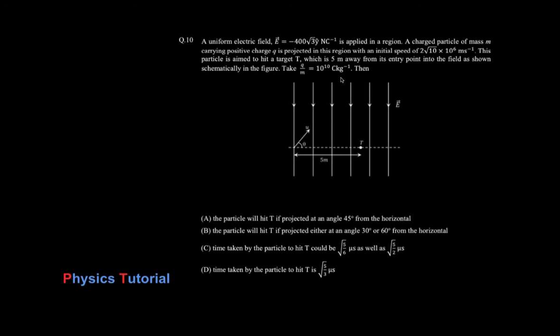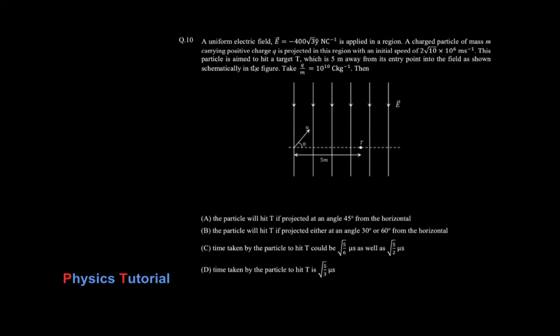Question number 10. It is from electric field. A uniform electric field E equals minus 400 root 3 y Newton per coulomb is applied in the region. A charged particle of mass m carrying a positive charge q is projected in this region with velocity 2 root 10 into 10 to the power 6 meter per second.